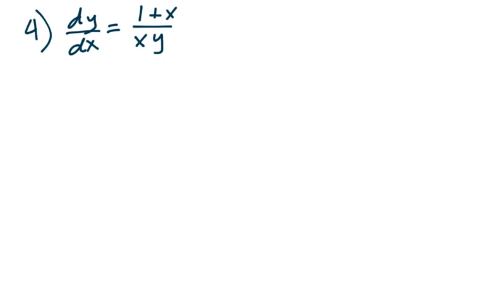Here's example number 4. I have dy/dx equals (1 plus x) over x times y. And I'm given that y of 1 equals negative 4. I want you to give me the solution of this differential equation with this given condition.